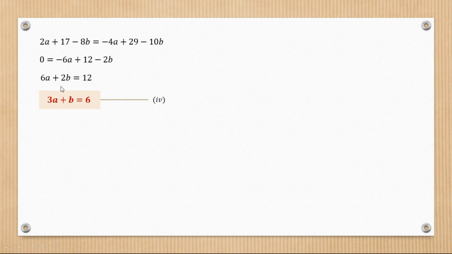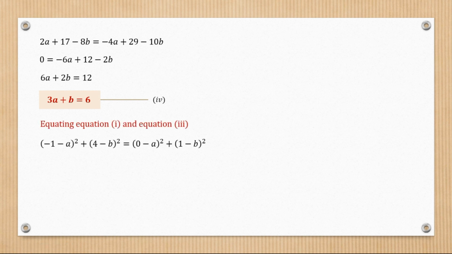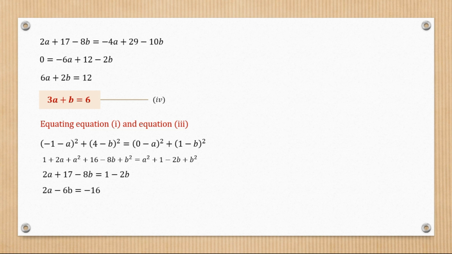So what happens is, in this case here, I actually ended up dividing all sides by 2 to simplify this further, which gave me 3a + b being equal to 6, and that shall be equation 4. So next, I'm going to equate equation 1 with equation 3, and this is what I'll have. So when I expand this further, I'll be left with this. So I have 2a - 6b being equal to -16, of which divide all sides by 2, and I'll have a - 3b being equal to -8, and that shall be equation 5.